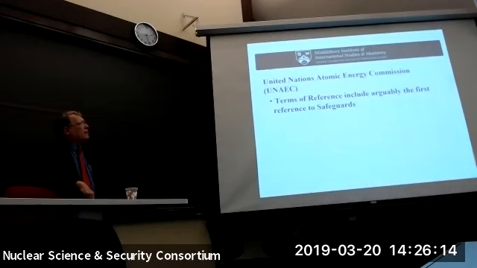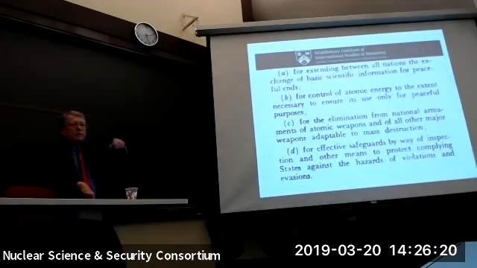The original terms of reference for the UNAEC is the first mention of safeguards. And if you look here, this is from the original terms of reference. It talks about extending between all nations, and that sort of thing, which really comes about when Eisenhower does his Atoms for Peace speech at the UN in 1953. But if you look down at item D, for effective safeguards by way of inspection and other means to protect compliant states against the hazards and violations and evasions. So that's really what safeguards is about. It still is, even though this goes back before the IAEA.